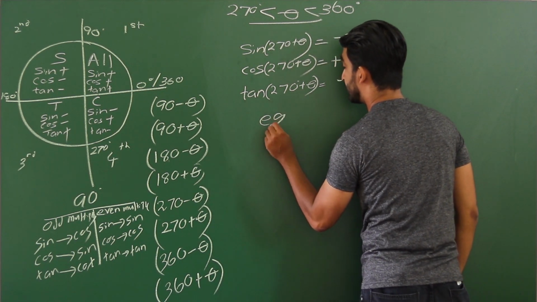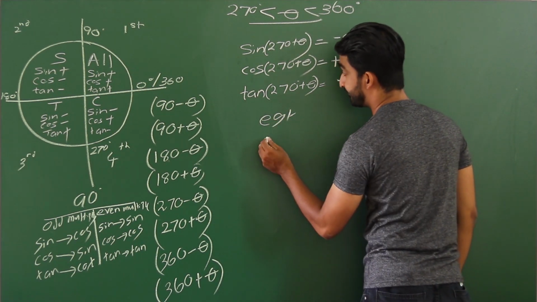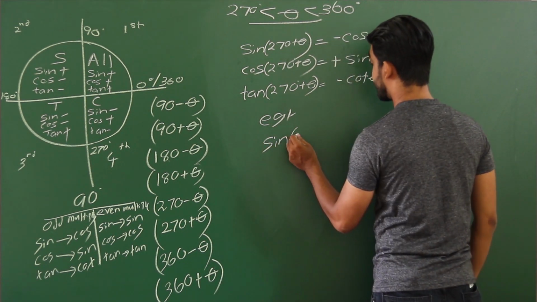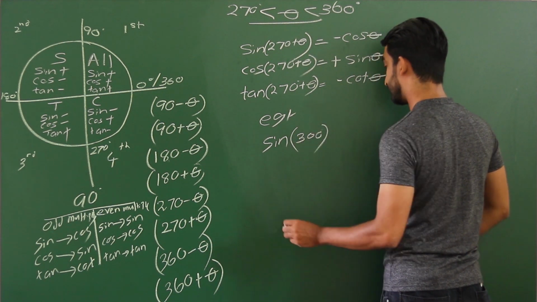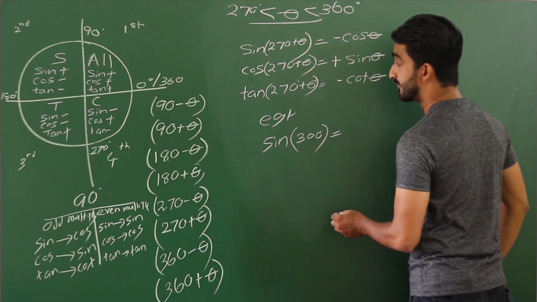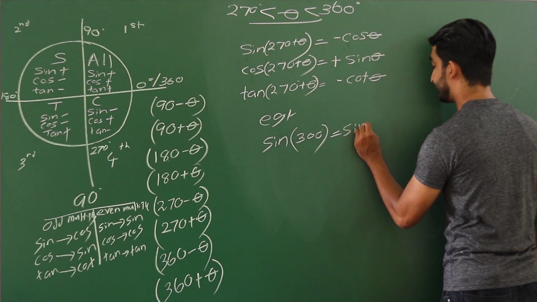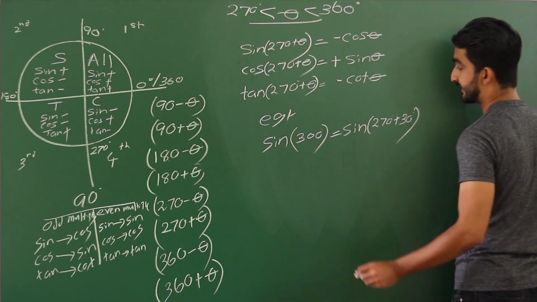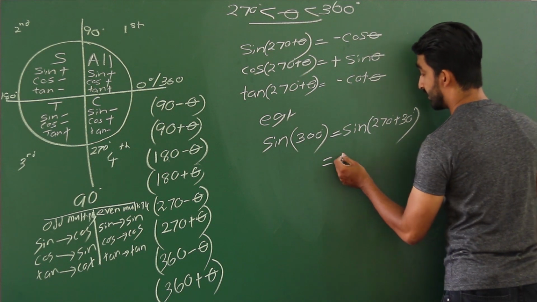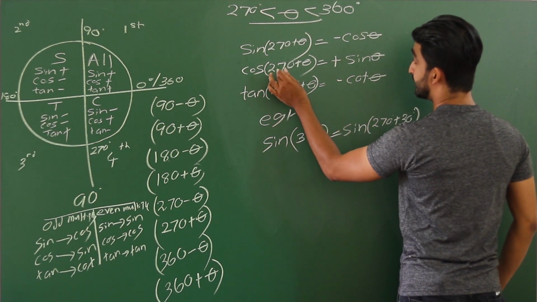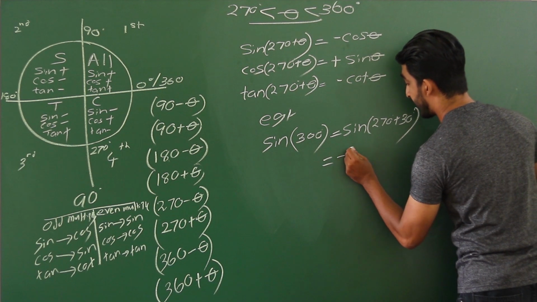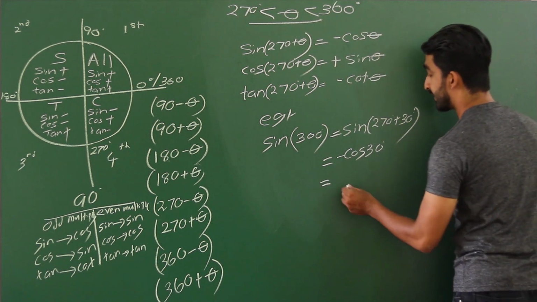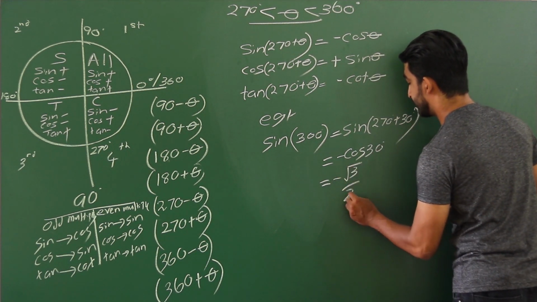An example, let's say sine 300 degrees. Now sine 300 degrees, we can write sine 270 degrees plus 30 degrees, which is 270 plus theta, which is minus cos theta, minus cos 30 degrees, so equal to minus root 3 over 2.